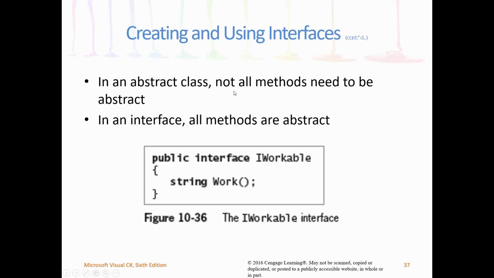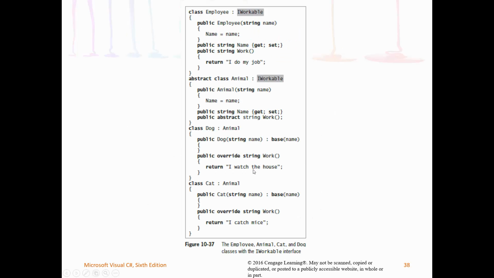In an abstract class, not all methods are abstract. In an interface, all methods must be abstract. Everything must be. And it's called an interface. Typically, when you name it, you start it with a capital I, as they show right there.